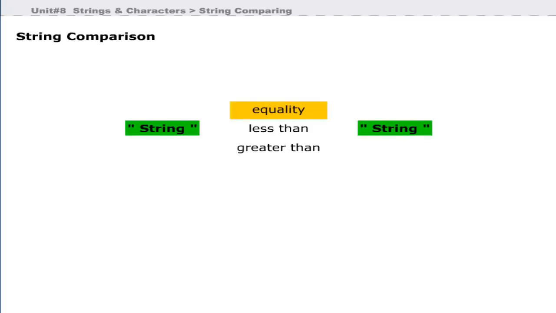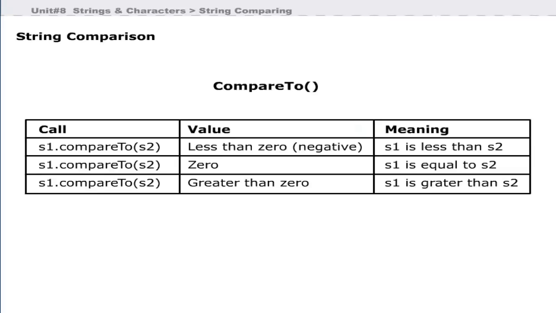In addition to comparing strings for equality, sometimes it is necessary to see whether a string is less than or greater than another string. String class defines the compareTo method for this purpose. This method compares two strings and returns an integer value. This table shows the interpretation of the value returned by the compareTo method.